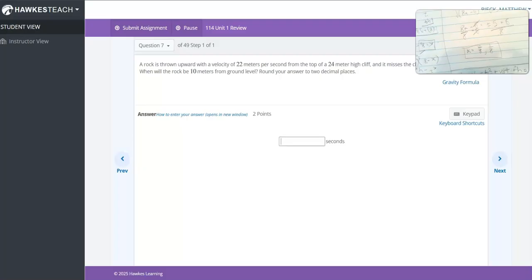All right. And we have the rock thrown upward with velocity, so my initial velocity is 22 meters per second. And my initial height is 24 because it's thrown up from a 24-meter high cliff. And in this case, since I'm using meters per second, my g is going to be 9.8. All right, and we're asked to find out when h equals 10.